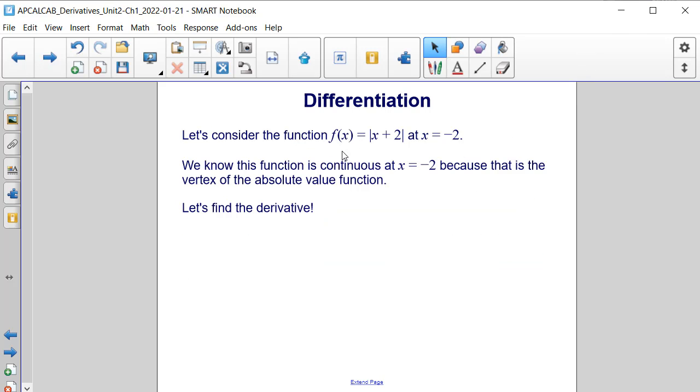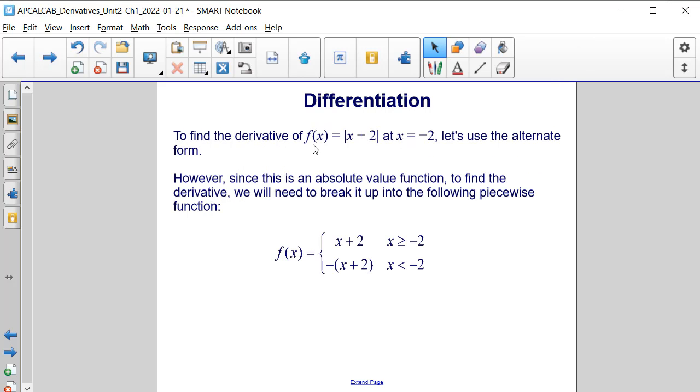Let's consider the function f of x is equal to the absolute value of the quantity x plus 2 at x equals negative 2. Well, we know that this function is continuous at x equals negative 2 because that's the vertex of this absolute value function. Let's find the derivative.